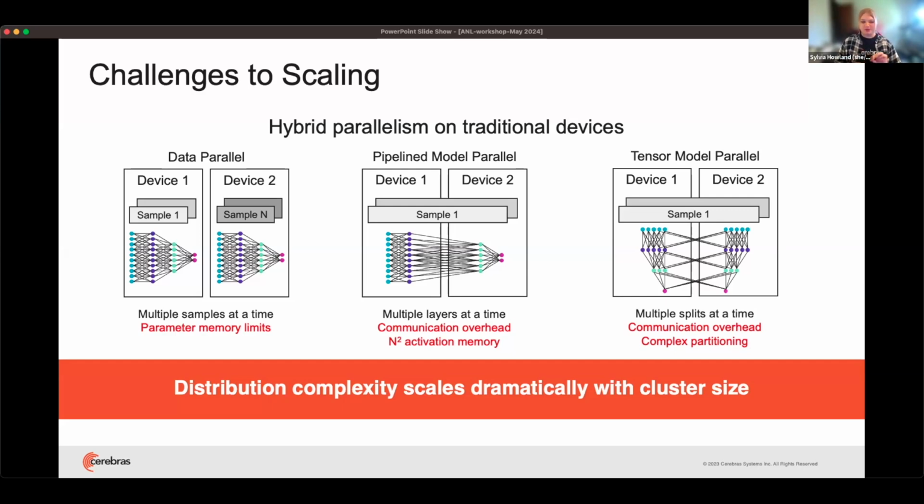Again, our complexity of distribution is going to scale pretty horrifically as our model size and our cluster size increases, as opposed to on the CS2, where again, we only ever have to worry about scaling with data parallelism, which is conceptually very elegant, doesn't require a whole lot of added ML engineering to get going effectively.